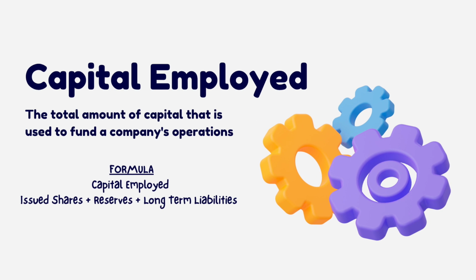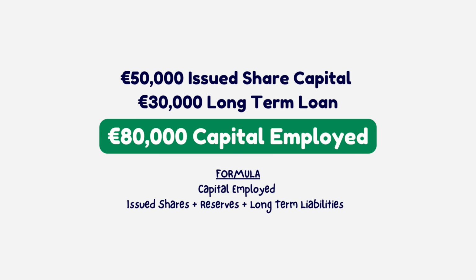Finally, we have capital employed, and capital employed refers to the total amount of capital that is used to fund a company's operations and is typically calculated as the sum of shareholders' equity and long-term liabilities. So going back to the sports store, say we have an issued share capital of 50,000 euro, which is what we sold in shares, and a long-term loan of 30,000 euro. This would mean our capital employed is 80,000 euro. This money is used to run the store, buy products, pay wages, and generally keep the store going.